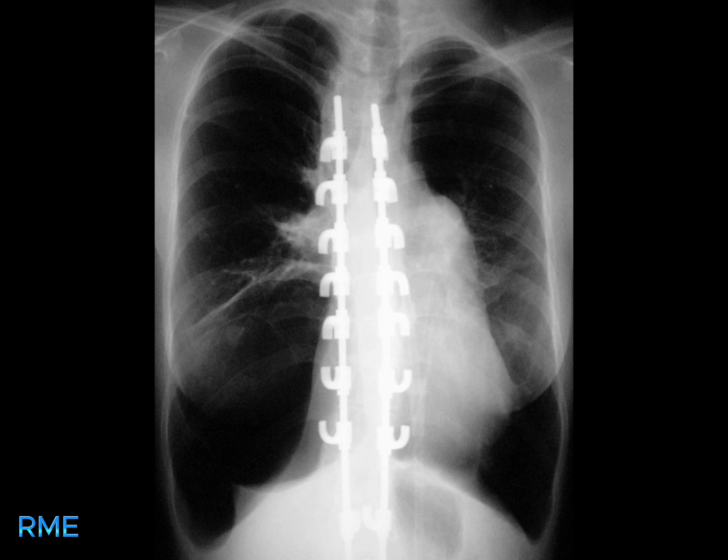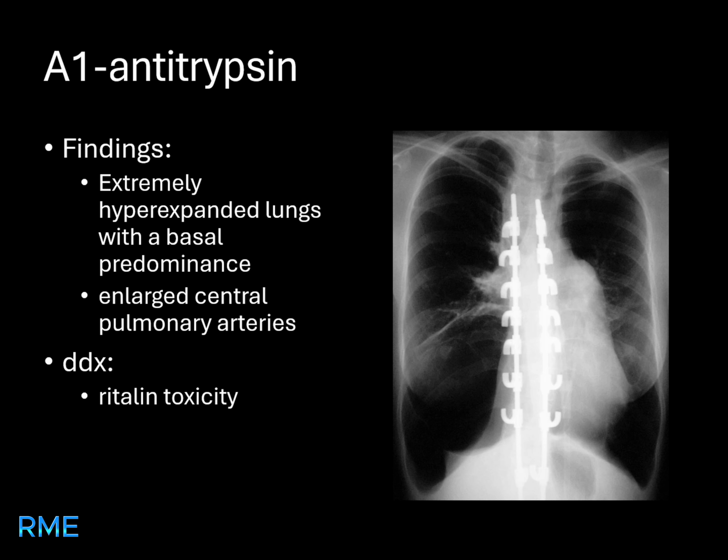What do you see in this image? This image shows extremely hyperexpanded lungs with a basal predominance and enlarged central pulmonary arteries. These findings are characteristic of alpha-1 antitrypsin deficiency. Differential diagnoses include Ritalin toxicity, which can also cause severe hyperexpansion but lacks the basal predominance.